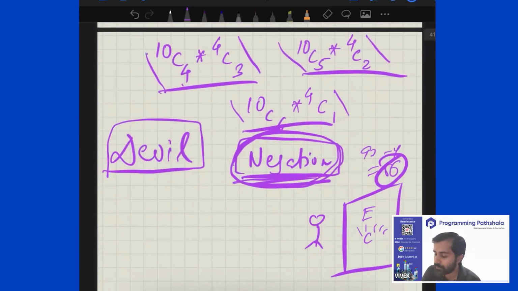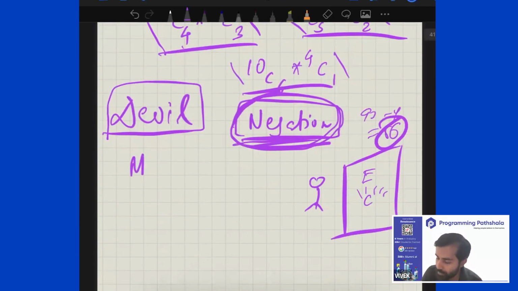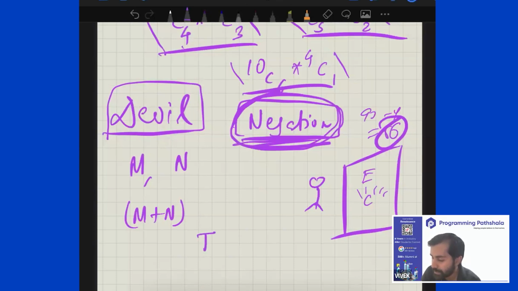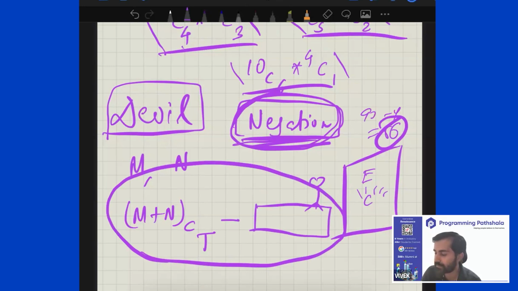So what is the total number of possibilities? If there are m boys and n girls, then the total number of students is m plus n. And if you want to make a team of T people, then you are basically trying to select T members out of m plus n members. So if you subtract from this that small quantity, whatever you get would be your answer.